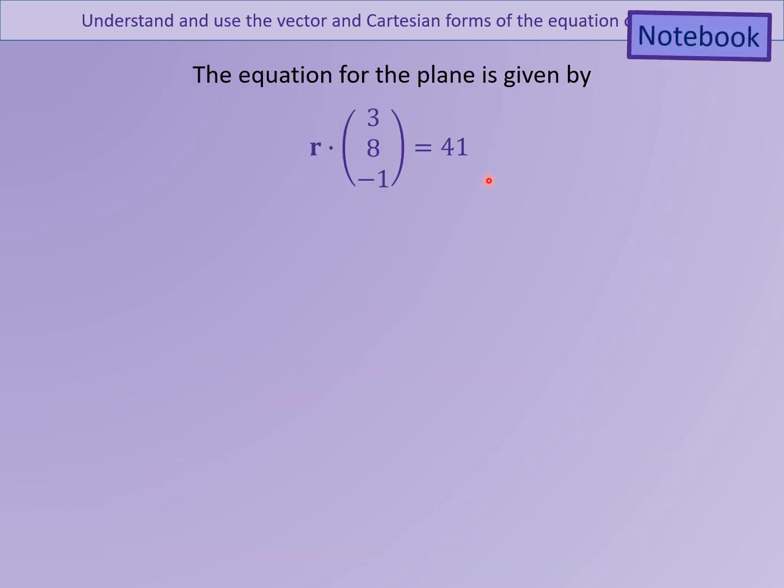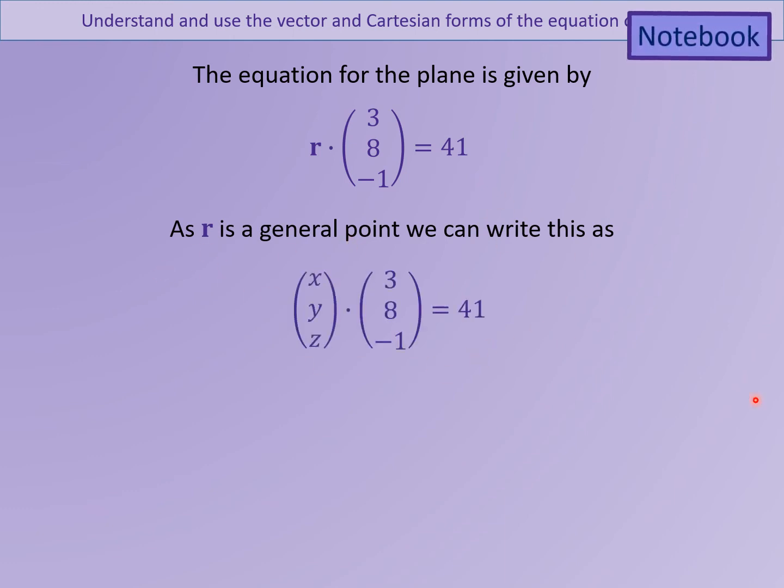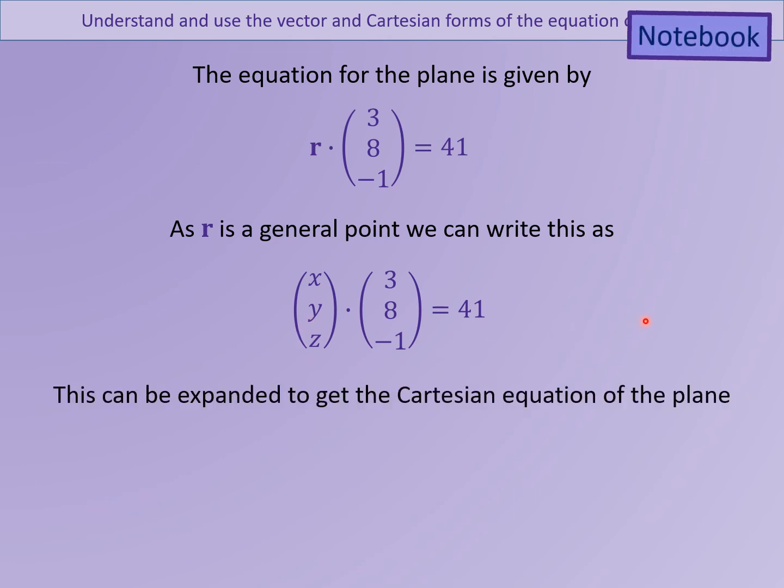And finally, what about the other way around then? I'm starting with r dot n equals 41, and I want to write it in a different form. R is a generic point that can be written as that. I've already seen how to write this in Cartesian by just expanding it. So I can see how to get it to that form: 3x plus 8y minus z equals 41. But how do I get from these two forms to the vector equation?